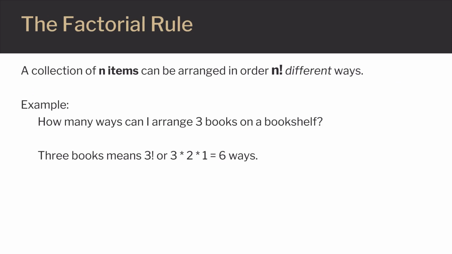Next, let's look at the factorial rule and an example of what this means. The factorial rule says that a collection of n items can be arranged in order n factorial different ways. For example, how many ways can I arrange 3 books on a bookshelf? Since I have 3 books, the factorial rule says that the number of different ways they can be arranged is 3 factorial. This is 3 times 2 times 1, which equals 6. So there are 6 different ways that I can arrange 3 books on the shelf.